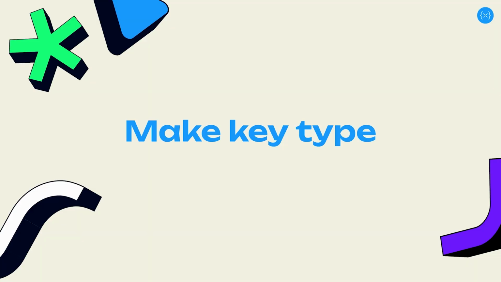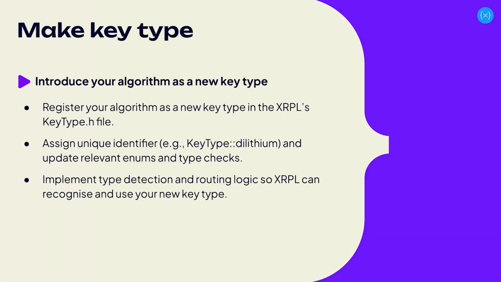With this, we now come to the 4th step, which is make KeyType. Here we introduce our algorithm as a new KeyType. So it again has 3 steps. We register our algorithm as a new KeyType in the XRPL's KeyType header file.